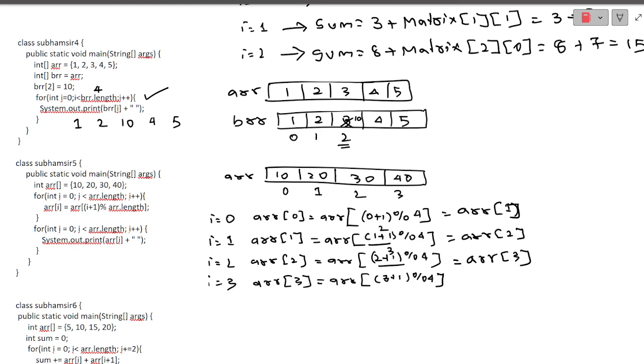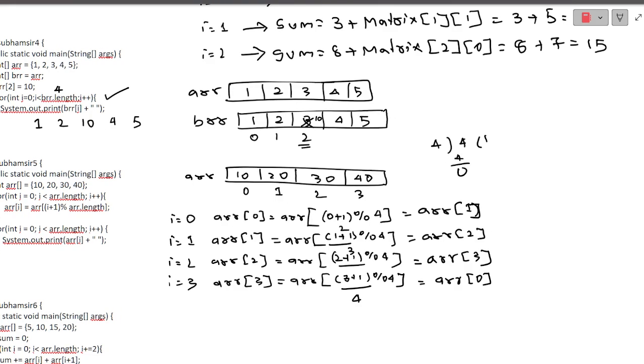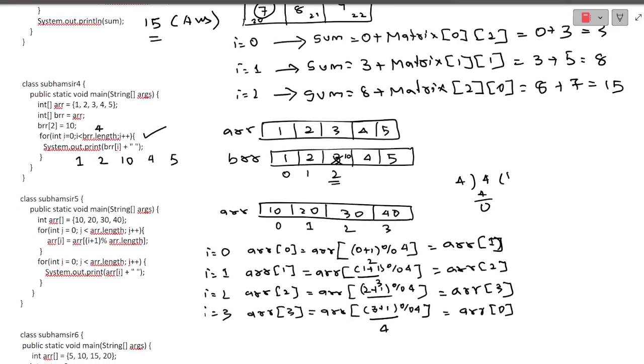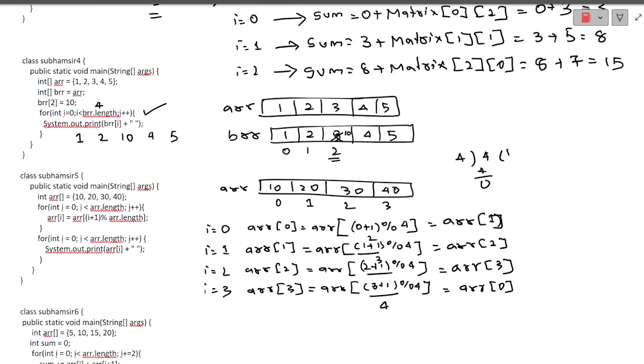Now the same thing is going to happen here. 3 plus 1, 4. So 4 modulus 4, 4 1 the 4, the 0. So in the place of ARR of 3, ARR of 0 will be stored. Can you see what is happening right now here? Okay. So this is the modification that has been done by this particular code snippet.